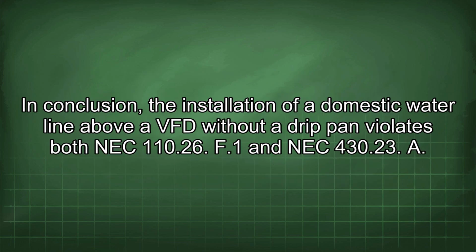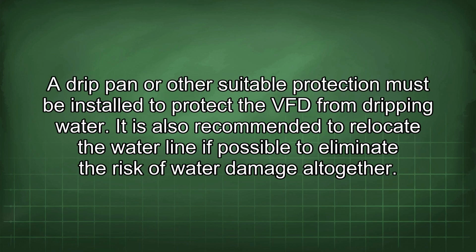In conclusion, the installation of a domestic water line above a VFD without a drip pan violates both NEC 110.26(F)(1) and NEC 430.23. A drip pan or other suitable protection must be installed to protect the VFD from dripping water. It is also recommended to relocate the water line if possible to eliminate the risk of water damage altogether.